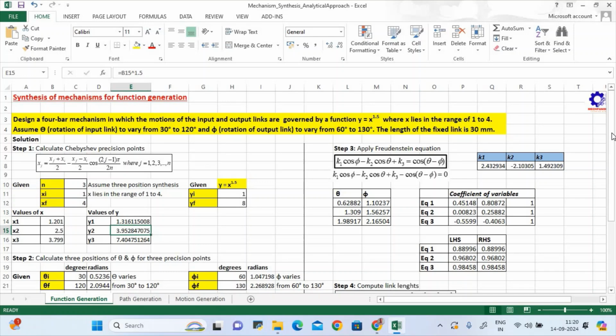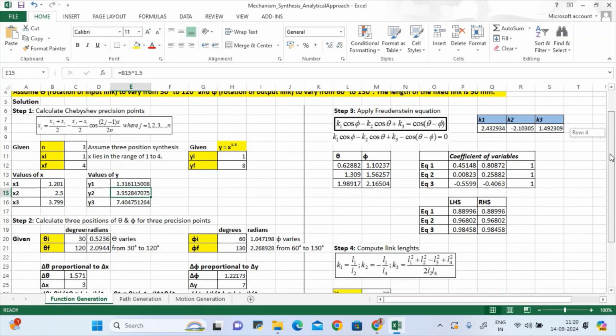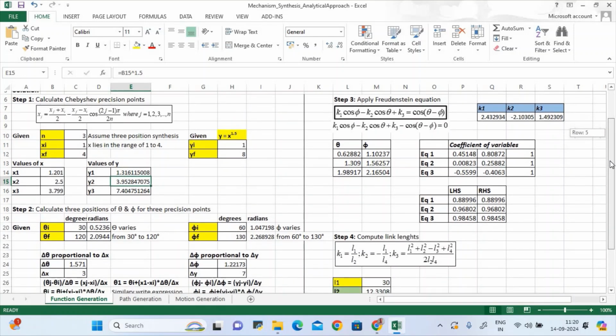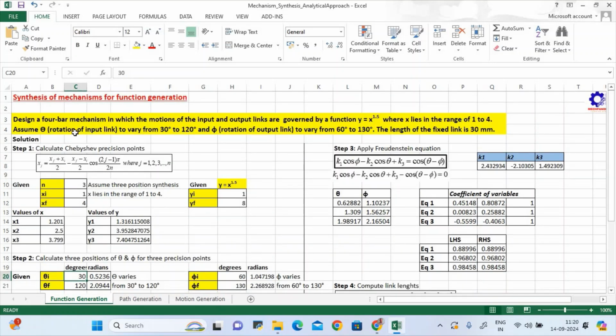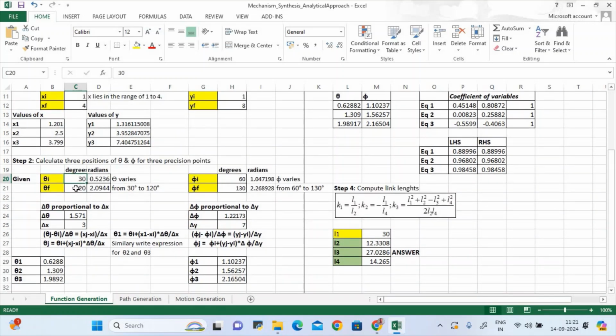Now once you have the values of x and y, the next step is simply to calculate the corresponding values of theta and phi for these three precision points. Again we can see here the range of travel for theta and phi that is given, right? So theta I, the initial angle, you can take as 30 degree. You can see here the rotation of the input link is limited in this range, 30 degree to 120 degree. So theta I you take as 30, and theta f is also given as 120 degree.